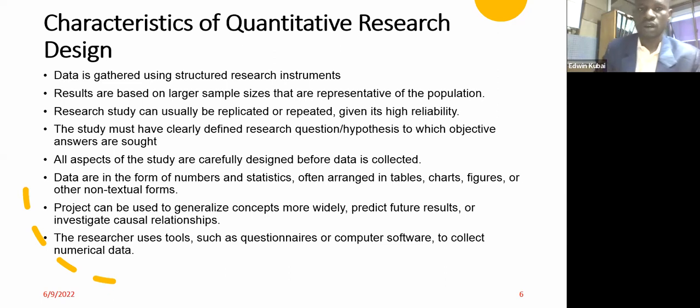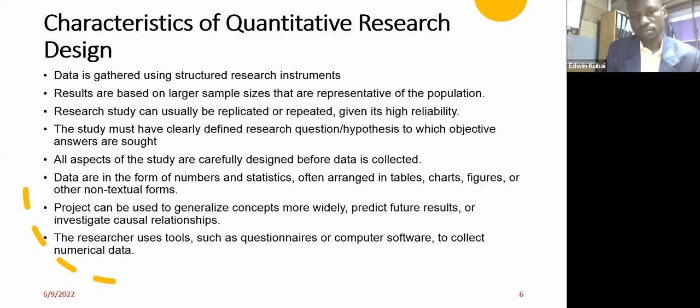Because at the end of the day, once you have a sample, you will have to generalize this sample to the entire population that you have been studying. Then the research study can usually be replicated or repeated, given its high level of reliability.